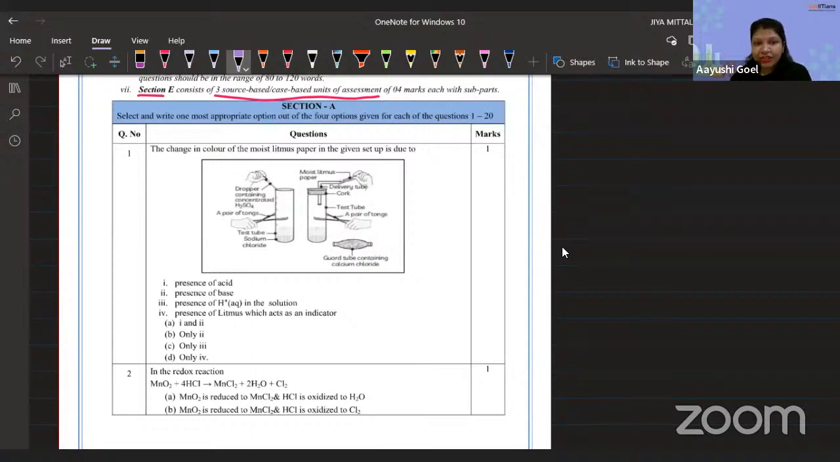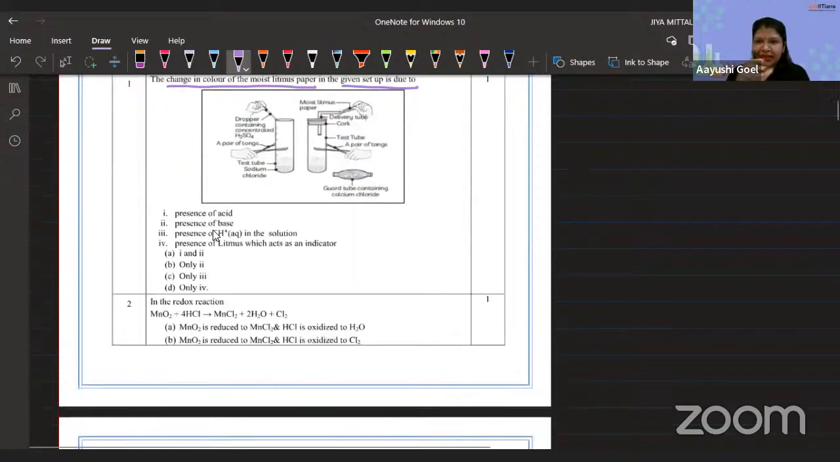In the question, if you see the first one, they were asking about the change in the color of moist litmus paper in the given setup. So they have conducted an experiment, and in that experiment, there is a moist litmus paper. So will you try to answer this question? See, the first time, what they have done is they have taken sodium chloride there. That is our normal common salt. And then in that, from the dropper, they are adding H plus ions.